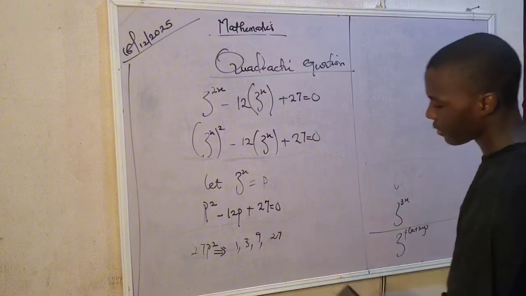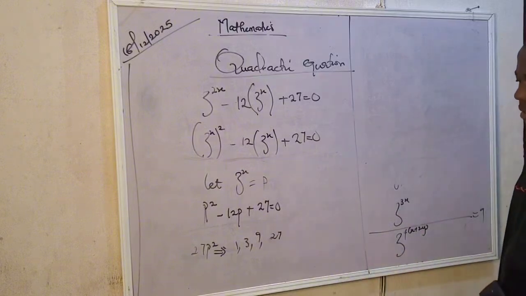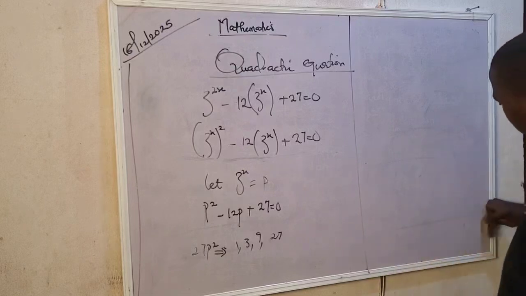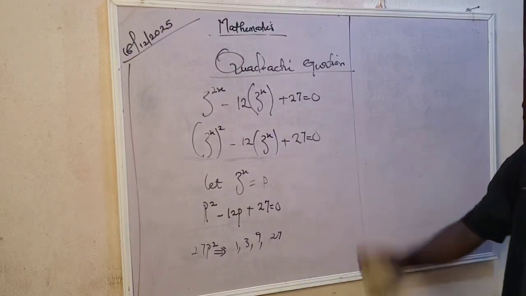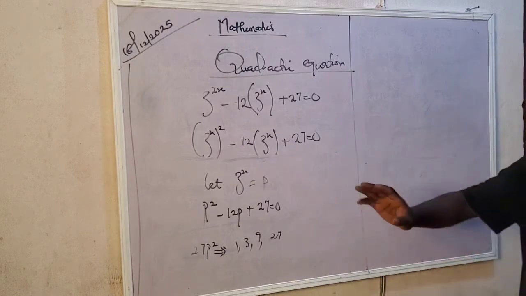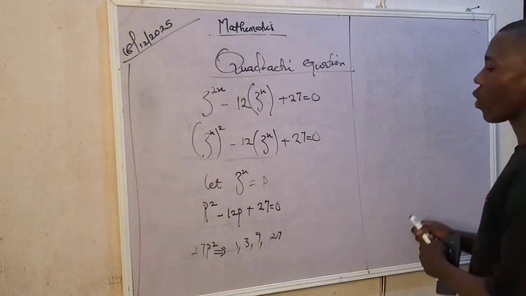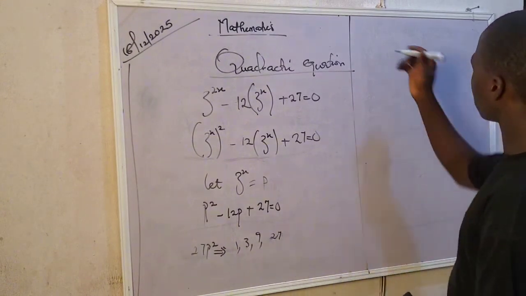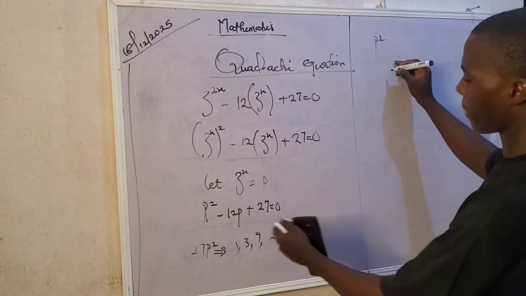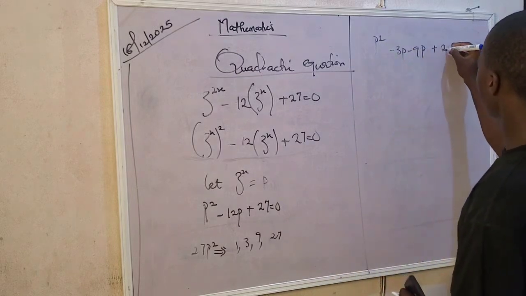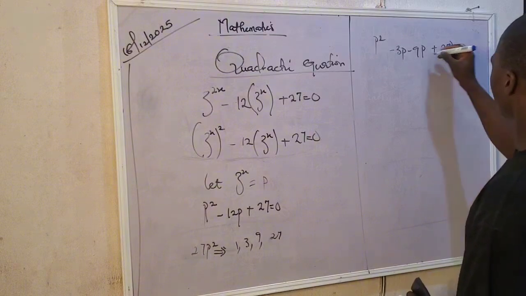If we add minus 3 and minus 9, that's going to give us negative 12. And also if we multiply minus 3 and minus 9, it's going to give us positive 27. So the factorization method can work here. So no need of using completing the square or the formula method. So let's just substitute: p squared minus 3p minus 9p plus 27 equals 0, in brackets please.